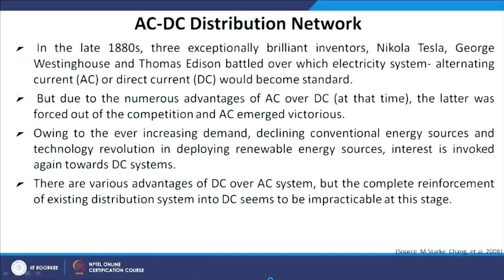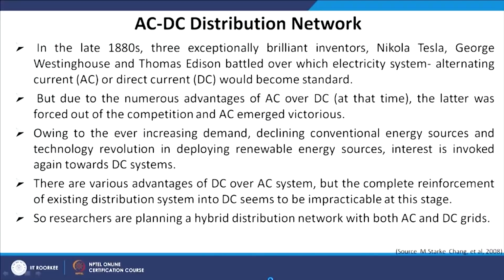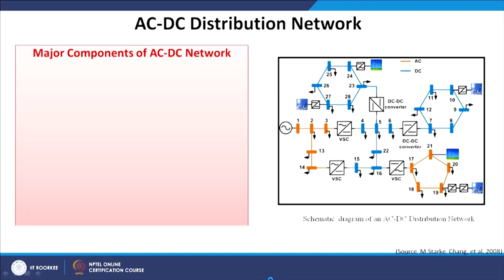There are various advantages of DC over AC, but the complete reinforcement of the existing distribution system is next to impossible, and hence DC seems to be impracticable at this stage. So, what we have to consider is that the AC system is in place along with DC. A part of the distribution system could be DC in nature, but the replacement of the AC system by DC is next to impossible. So, researchers are planning a hybrid distribution network with both AC and DC grids.